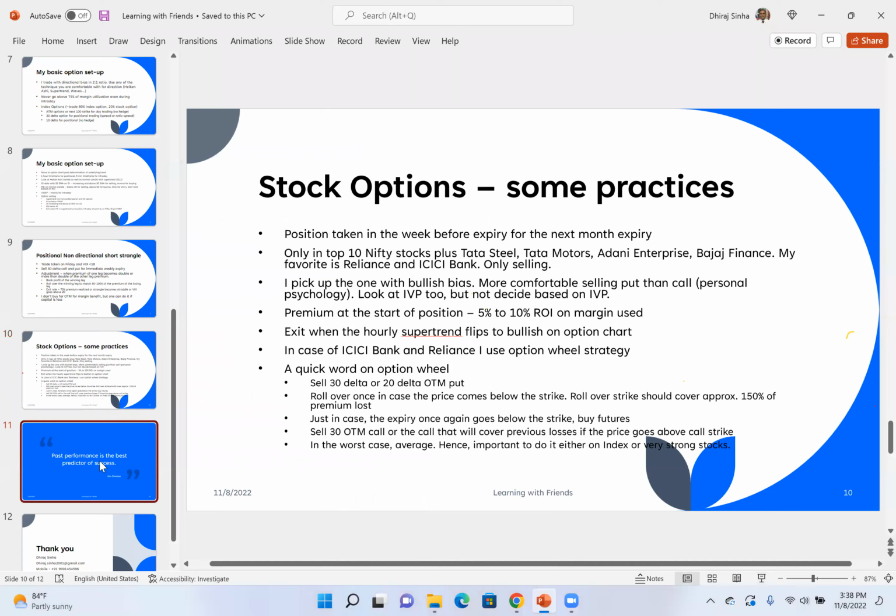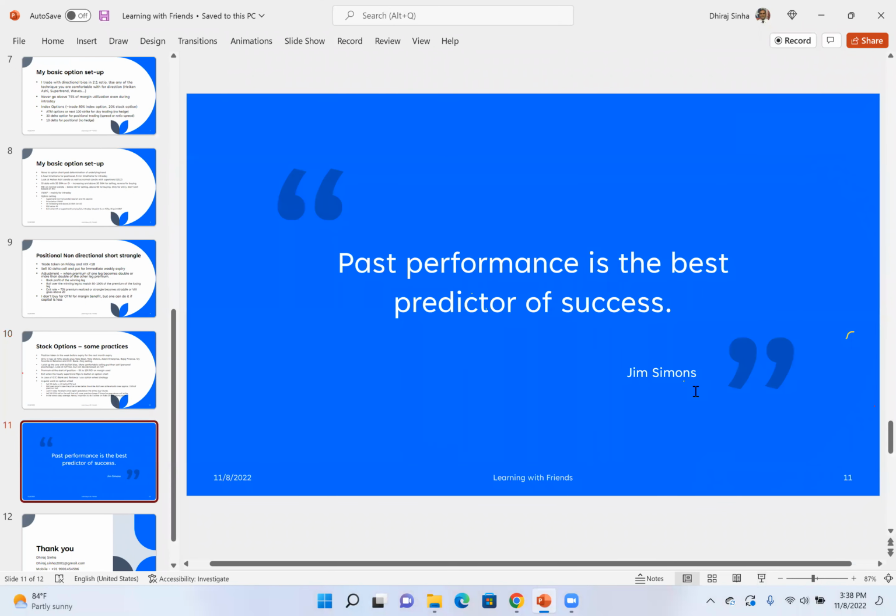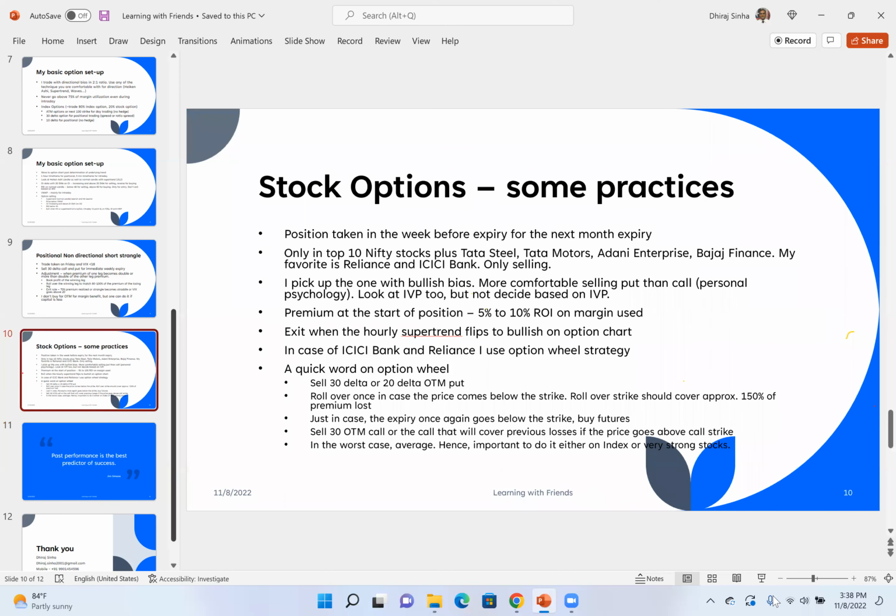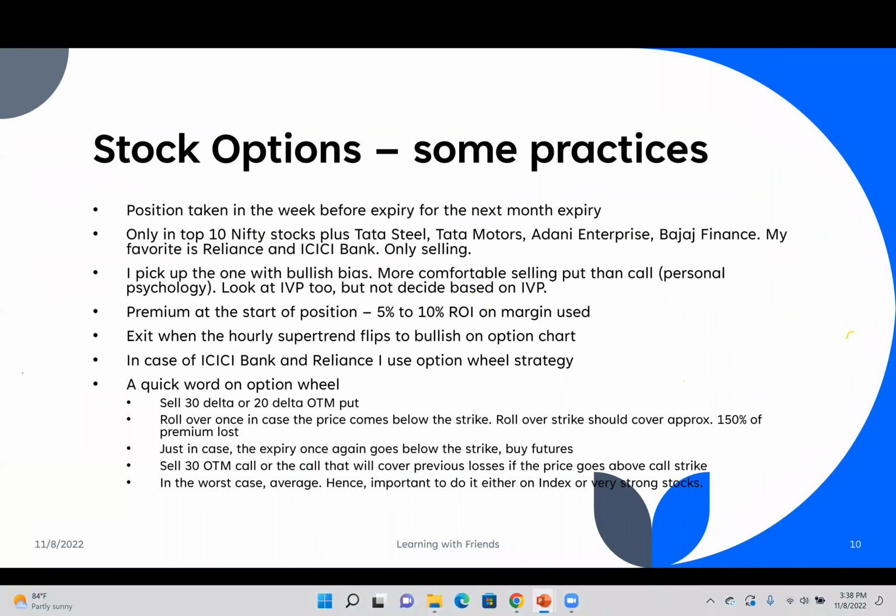Yeah. And I like this quote from Jim Simons, I should not be putting it. I mean, just flip to the earlier screen, please. I'll share this presentation anyway in the PDF. I'll share it. Any questions on this? Shall I move on? Yes, you may.